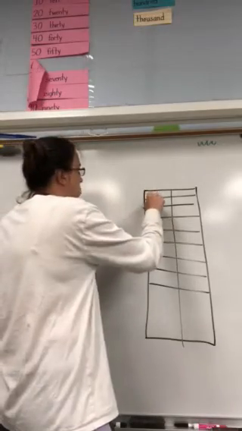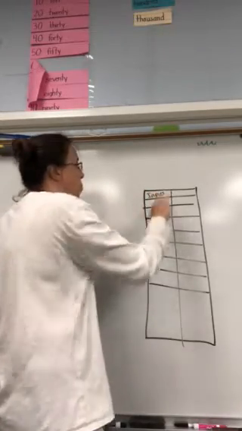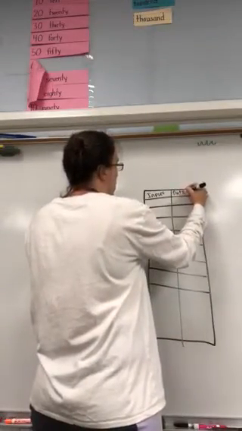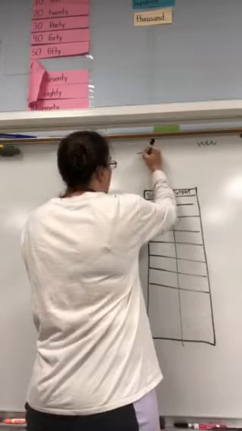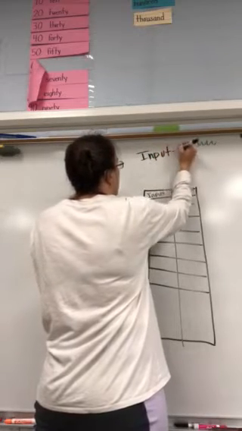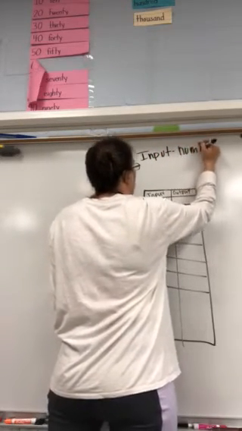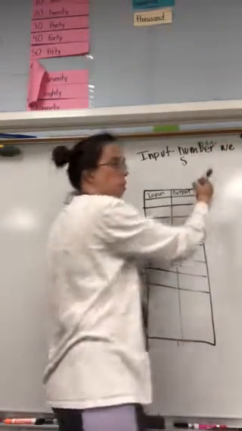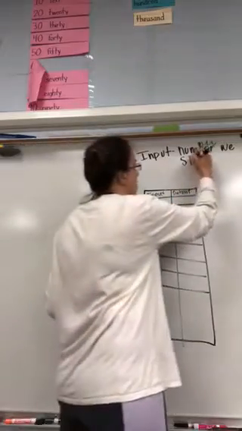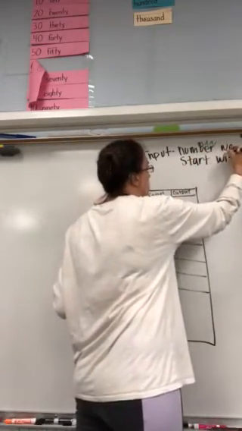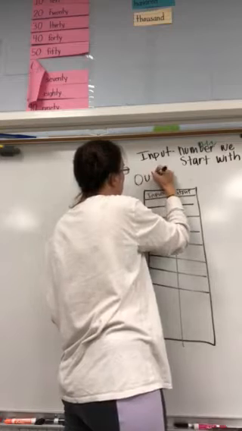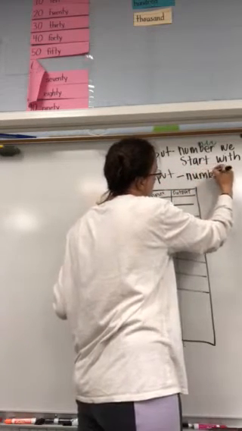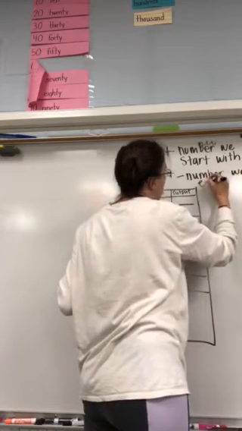All right, this is the input, or the number that we start with. This is the output. Let me write that up here so it helps us. The input is the number we start with. I have to look and see where we're at on the board. The output is the number we end with.